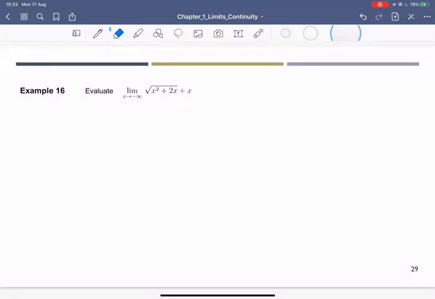So the thing we're going to use for this question, if you remember from last week, I said that if you see this kind of expression, one technique you can use is using a conjugate.